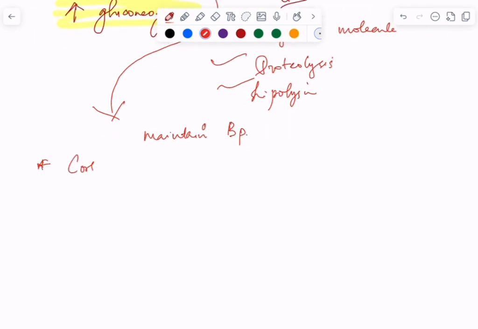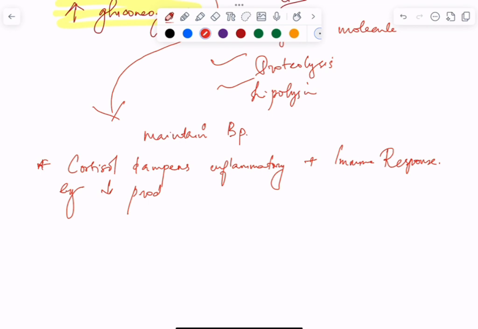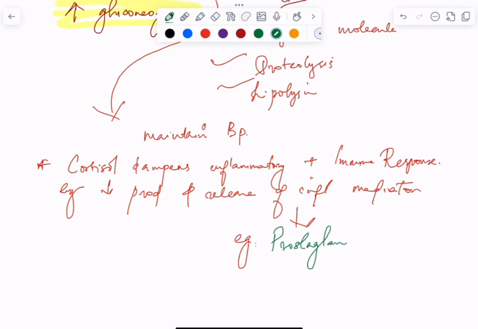Cortisol dampens the inflammatory and immune response by decreasing production and release of inflammatory mediators like prostaglandins and interleukins, and it also inhibits T lymphocyte proliferation. So examples, as I already told, of inflammatory mediators are prostaglandins and interleukins, and cortisol will inhibit T lymphocyte proliferation.